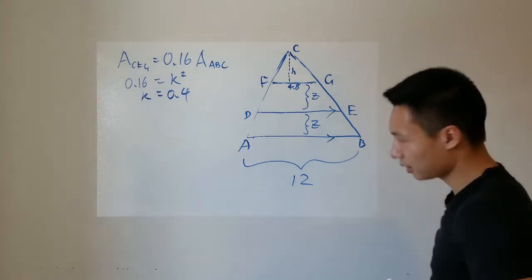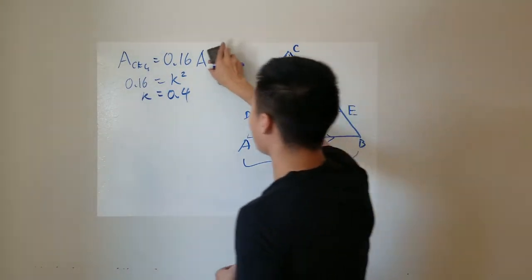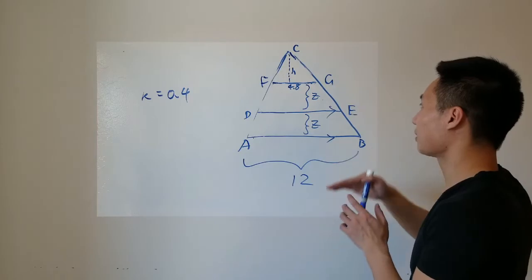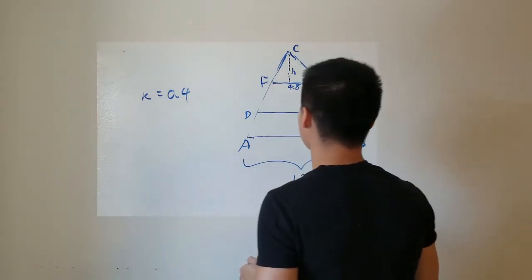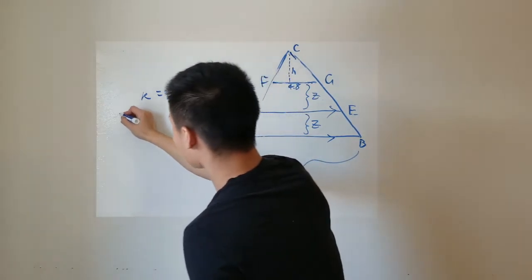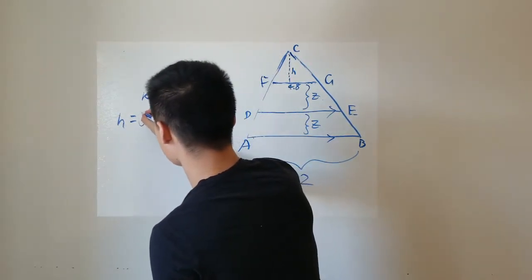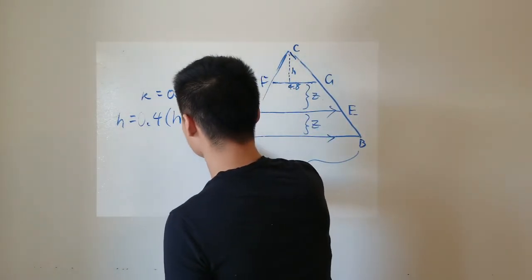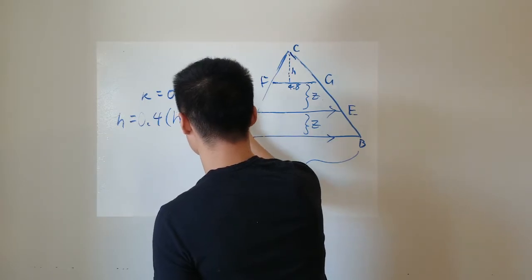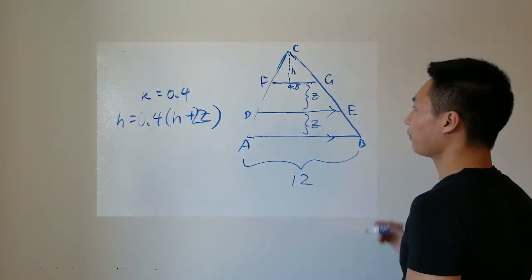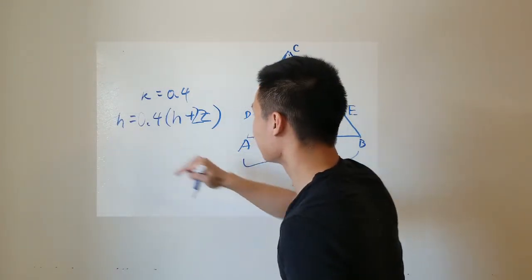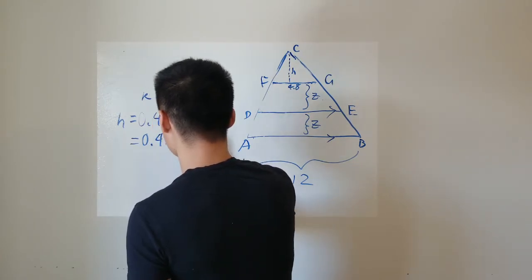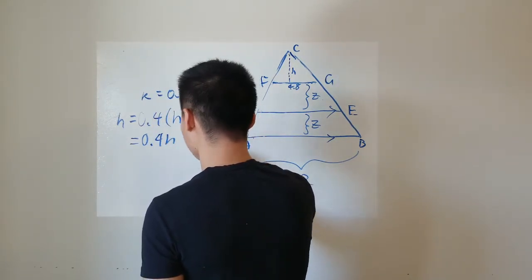So therefore, we know that the height of the smaller CFG is 40% of the height of the big ABC, right? So let's write that down. So we know that H, right, the smaller height is equal to 40% of the larger height, which is equal to H plus 2Z, right? Okay, so we can find a relationship between H and Z, right? So you know we can break the bracket first. So this is 0.4H plus 0.8Z is equal to H.